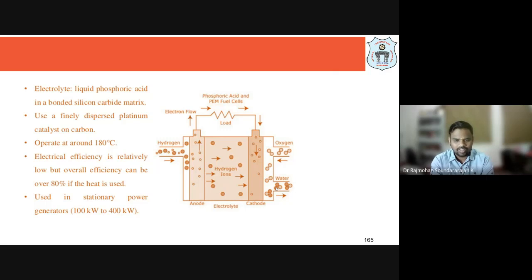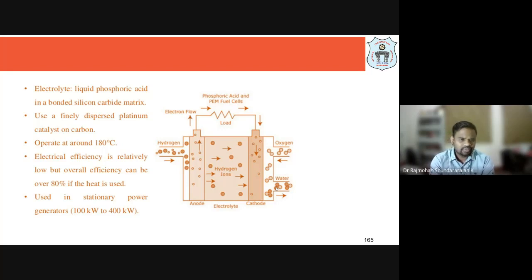It is like when I say water is saturated with sugar: in water we keep adding sugar and it gets saturated, meaning further addition only results in precipitation at the bottom, right? In the same way we are saturating this bonded silicon carbide matrix by dipping it in phosphoric acid. So this liquid phosphoric acid in a bonded silicon carbide matrix is the electrolyte. That is the advanced thing done at a later stage, just to make it compact.